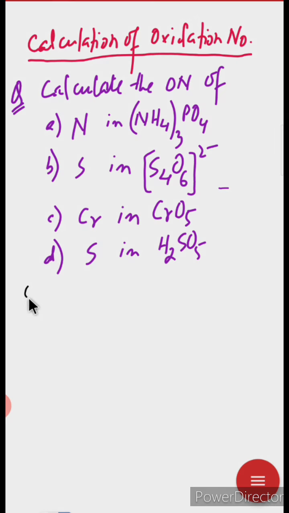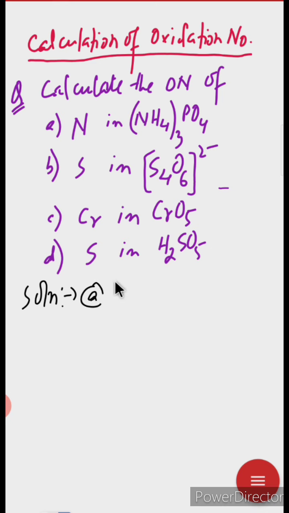Now the question is: calculate the oxidation number of nitrogen in ammonium phosphate, (NH4)3PO4, the sulfur in this, chromium in this, and the sulfur again in H2SO5. So let us take the first question.